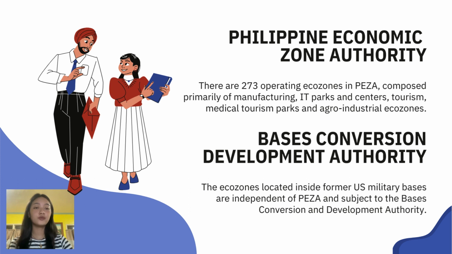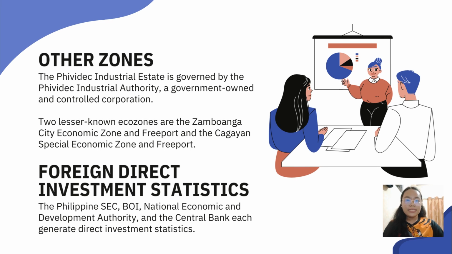Bases Conversion Development Authority. The ecozones located inside former U.S. military bases are independent of PEZA and subject to the Bases Conversion and Development Authority. These ecozones provide incentives similar to those offered by PEZA. For other zones, the Fibidac Industrial Estate, located in Misamis Oriental, Mindanao, is governed by Fibidac Industrial Authority, a government-owned and controlled corporation. Additionally, the two lesser-known ecozones are the Zamboanga City Economic Zone and Freeport, located in Zamboanga City, Mindanao, and the Cagayan Special Economic Zone and Freeport, located in Santa Ana, Cagayan Province. The incentives available to investors in these zones are very similar to the Philippine Economic Zone Authority incentives, but they are administered independently. Moreover, the Cagayan Economic Zone Authority is authorized by law to grant gaming licenses.